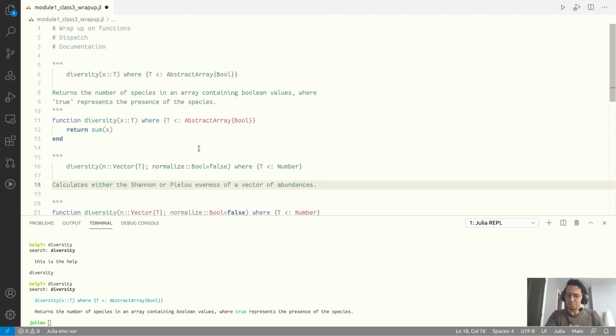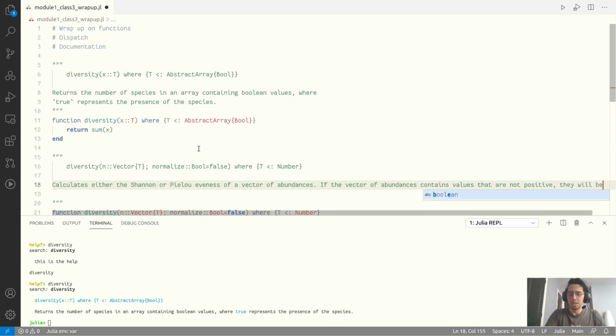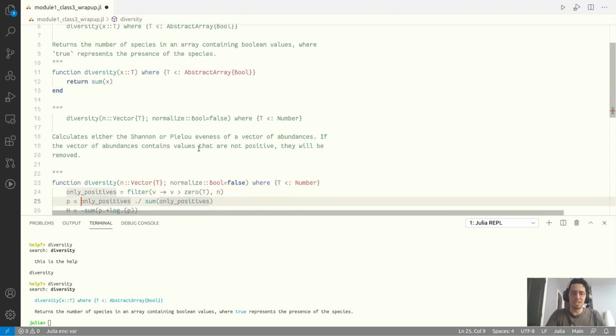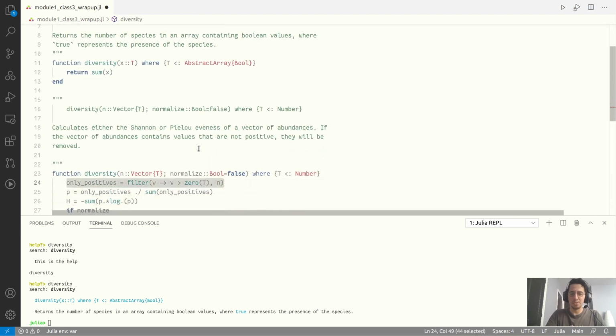So it's important to be clear about what is going to happen. So if the vector of abundances contains values that are not positive, they will be removed. So this is telling us essentially, well, we have this line here, we're only going to be working on things that are positive.